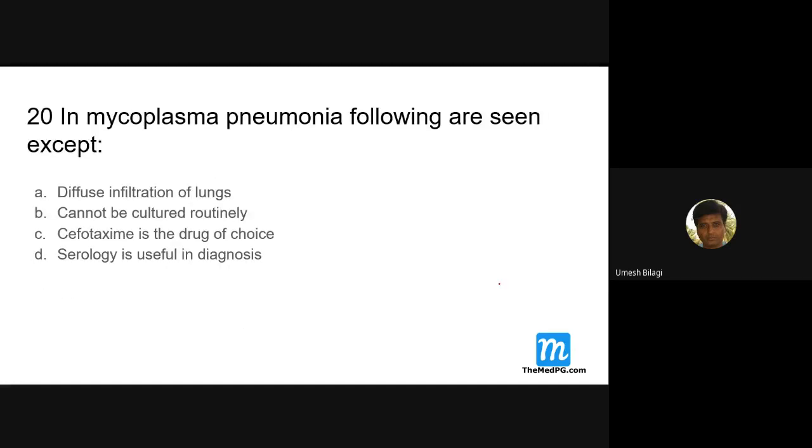In mycoplasma pneumonia, the following are seen except: diffuse infiltration of lungs, true, because it produces an interstitial type. Cannot be cultured routinely, true. Cefotaxime is the drug of choice, false, because it's a beta-lactam. Serology is useful. So this is the answer, because as there is no cell wall, cefotaxime is useless in mycoplasma pneumonia.